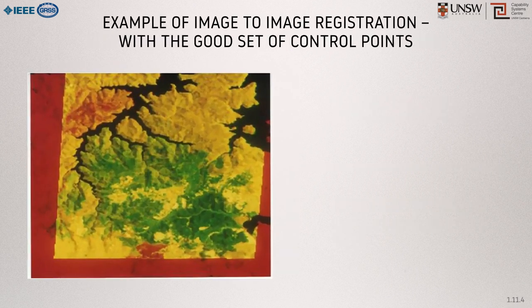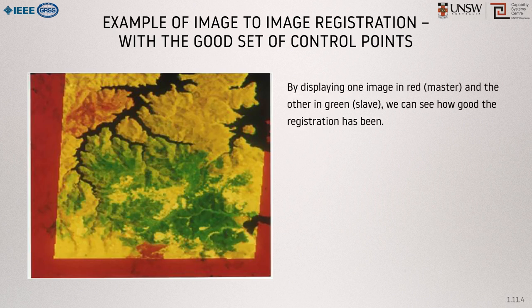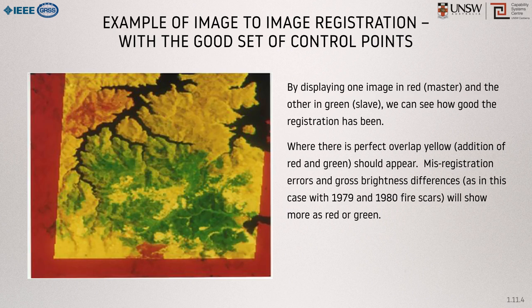This slide shows the results of registering the 1980 image, the slave, to the 1979 image, the master, using the good set of control points. That is, the set that was well distributed over the image. In order to demonstrate how well the registration has worked, we have displayed the master image as red and the slave image as green. The reason for doing that is that where the images are in alignment geometrically and have approximately the same brightness, the combination will appear yellow, which is the additive combination of red and green.